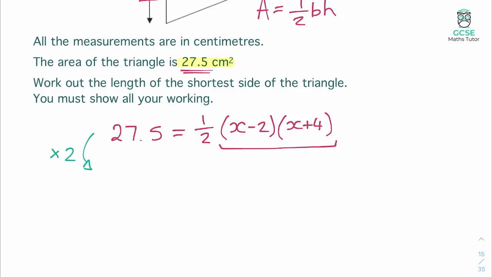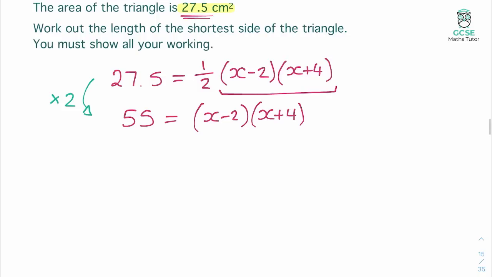So times both sides by 2, 27.5 turns into 55. So 55 equals x minus 2 times x plus 4. I do want to now expand that. I'd probably expand that to the side because I tend to expand in quite a quick method. So I'll probably show the full working out to the side.